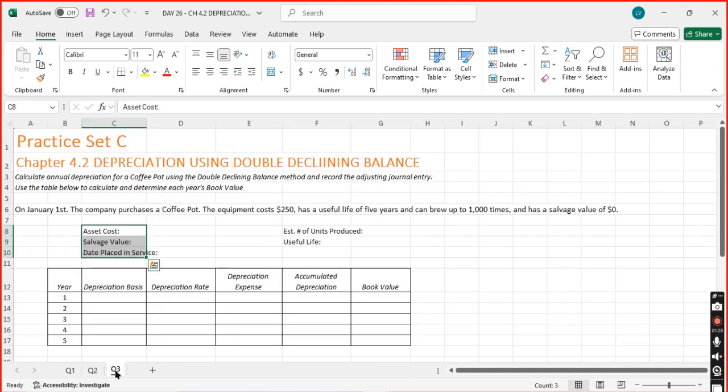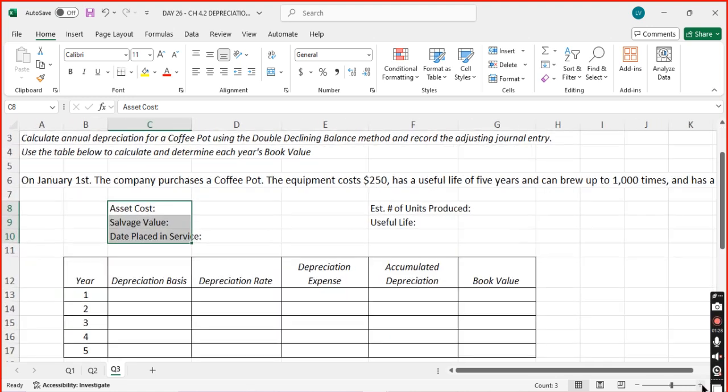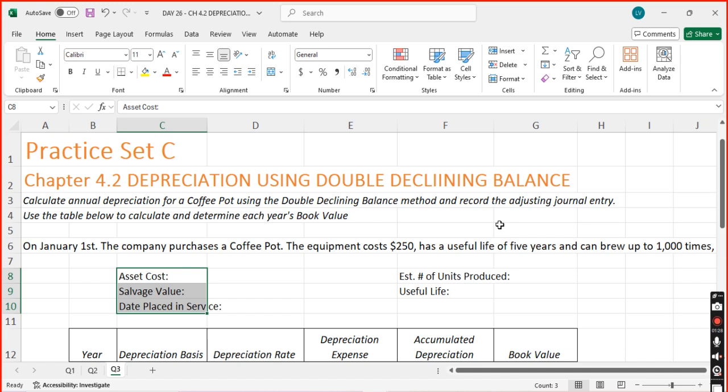Okay, all right. So last example for the day, or for this first part of the class. We still got to do the other method here. So again, we're going to calculate the annual depreciation for a coffee pot using the double declining method, and of course, record the adjustment journal entry. Use the table below to calculate and determine each year's book value.